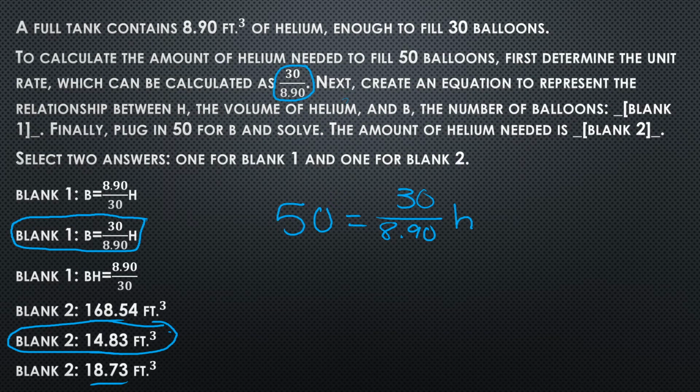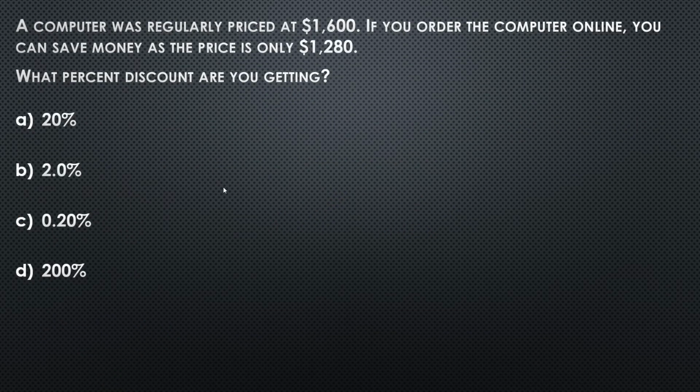Perfect. All right, next question. A computer was regularly priced at $1,600. If you order the computer online, you can save money and the price is only $1,280. What percent discount are you getting?